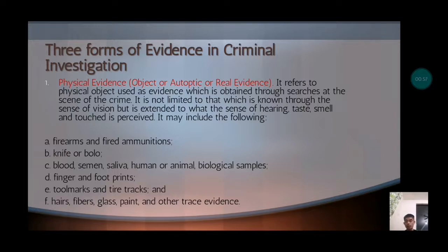It may include the following. First is firearms and fired ammunitions. The second is knife or bolo. The third is blood, semen, saliva, human or animal biological samples. The fourth, finger and footprints. The fifth, tool marks and tire tracks. And the sixth is hairs, fibers, glass, paint, and other trace evidence.